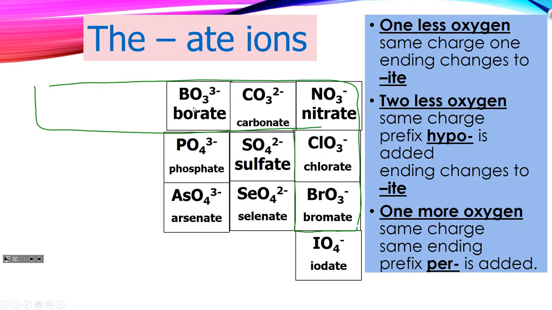Okay, so if they have more than you need, 1 more than what's up there, then you add per to the front. So if I have ClO4, it now becomes perchlorate. Guess what? The charges always stay the same. That makes it easy, right? So by doing that little trick, you've now got 40 polyatomics in your back pocket.